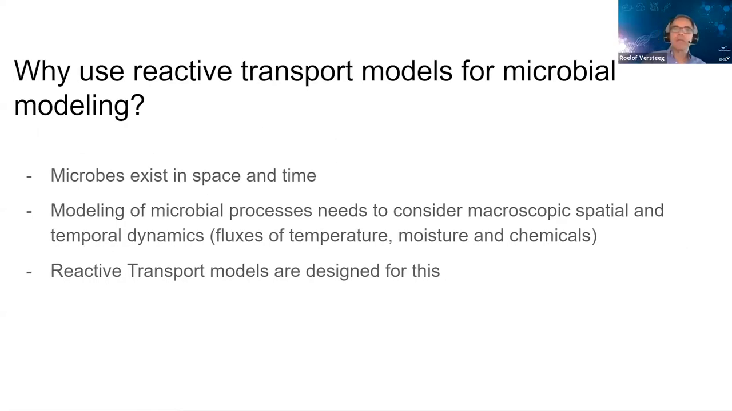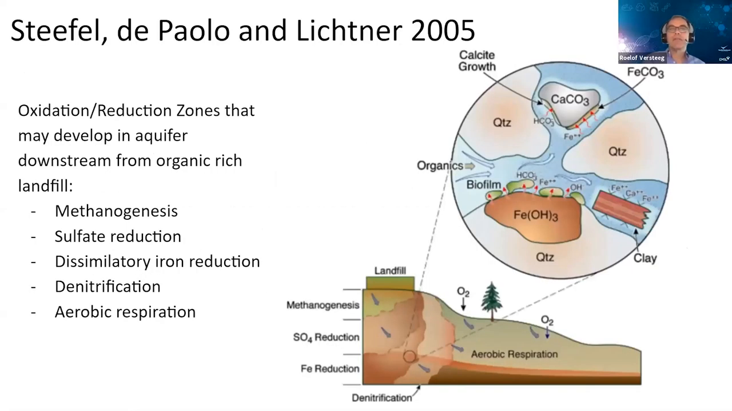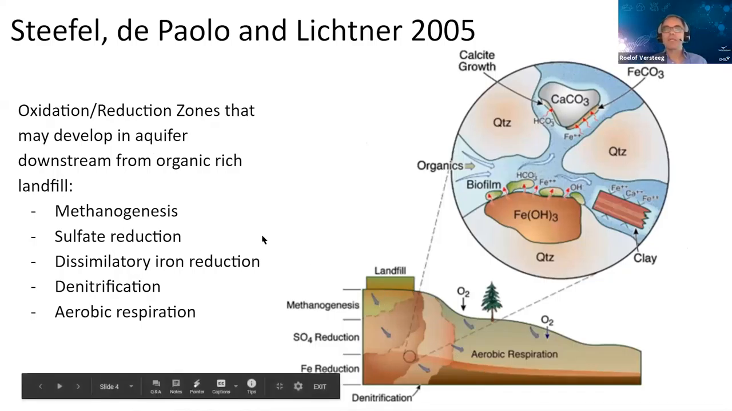So, why use reactive transport models? Tim already answered this morning, but basically microbes exist in space and time, and reactive transport models are designed for this. So I think we all like this figure. We think it's a really nice figure. It shows all these different processes, but also the space and time that these processes occur over. So obviously if we want to model the system, we need to go outside of K-base and start using reactive transport models.